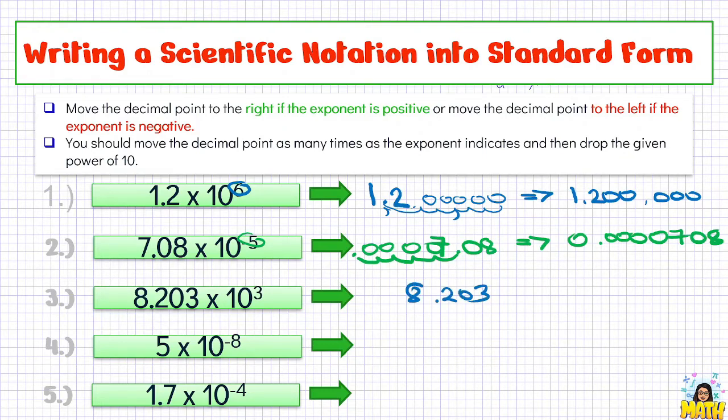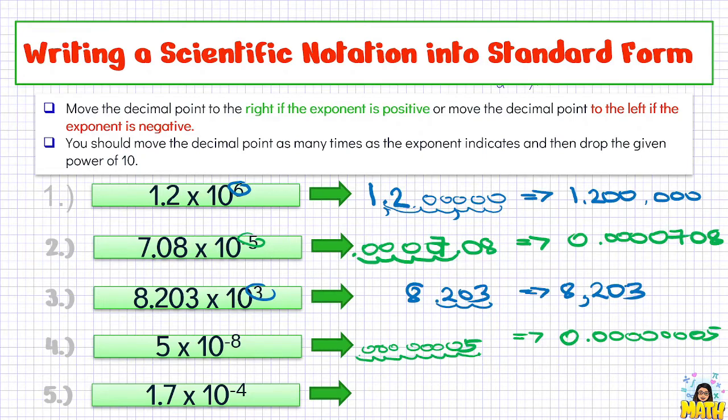Since the exponent is positive, we move it to the right 3 times. 8,203. For number 4, from 5, we will be moving the decimal point to the left 8 times. This will result to, okay? While for number 5, 1.7. And since the exponent is also negative, we will be moving it to the left 4 times. So this will give us 0.0017.